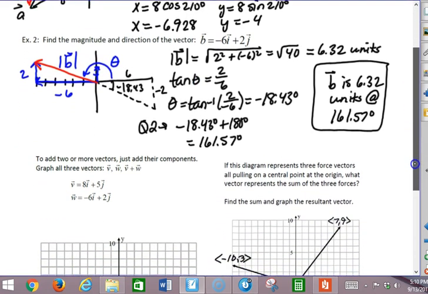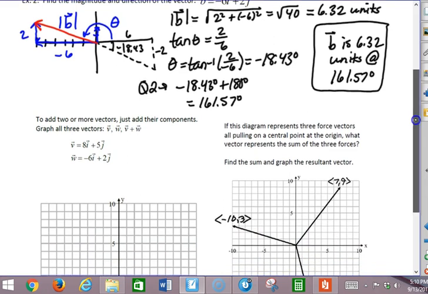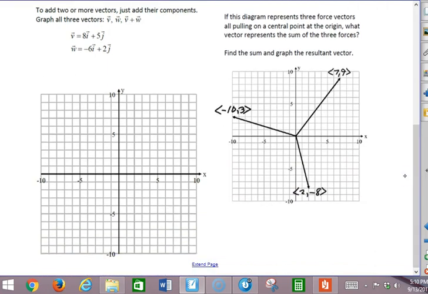Now, why do I like components so well? In addition to being able to use right triangles, which is nice, there's a really nice feature of components. In order to add two vectors, all I have to do is add their components. So here's vector v, 8i plus 5j, and vector w, -6i plus 2j. If I add their components, I end up with 8i minus 6i is 2i, 5j plus 2j is 7j.